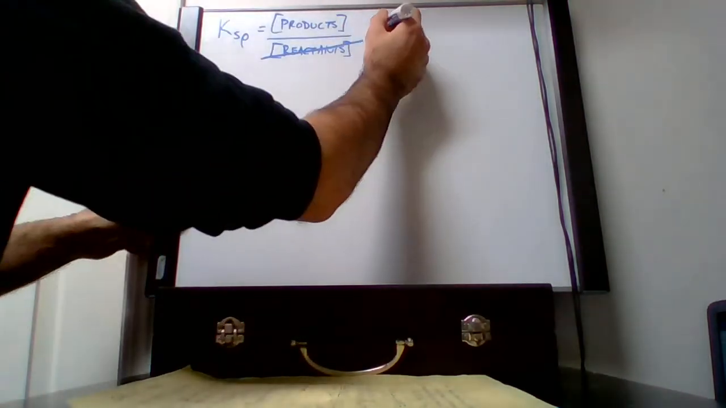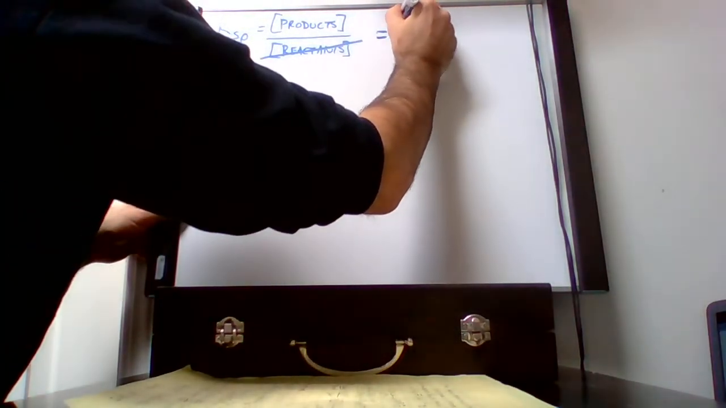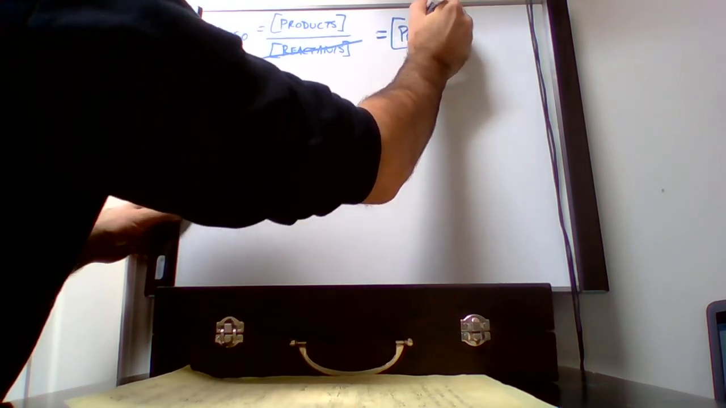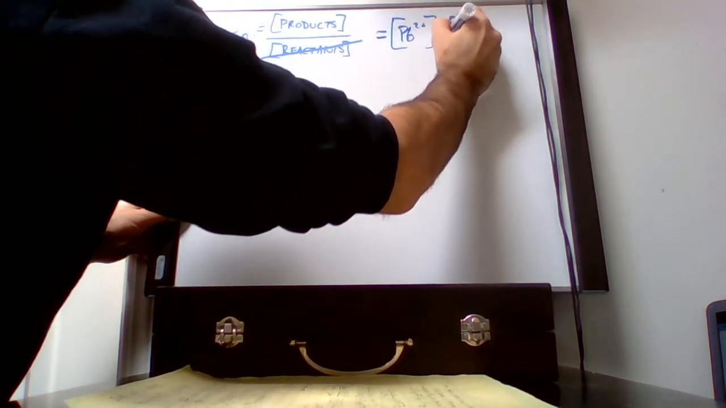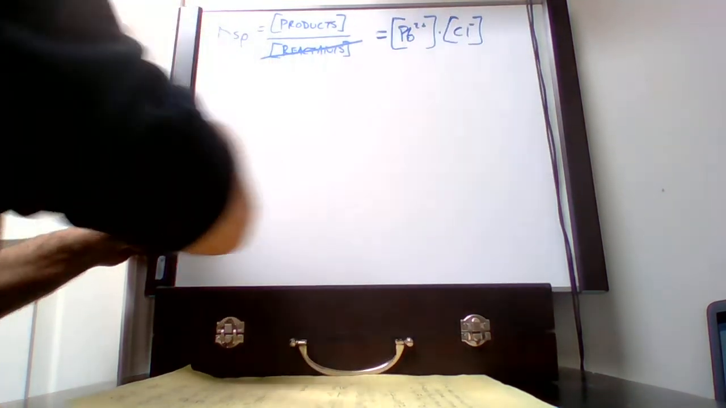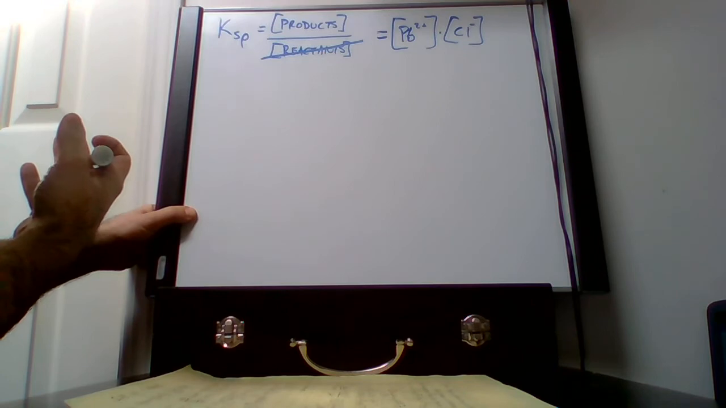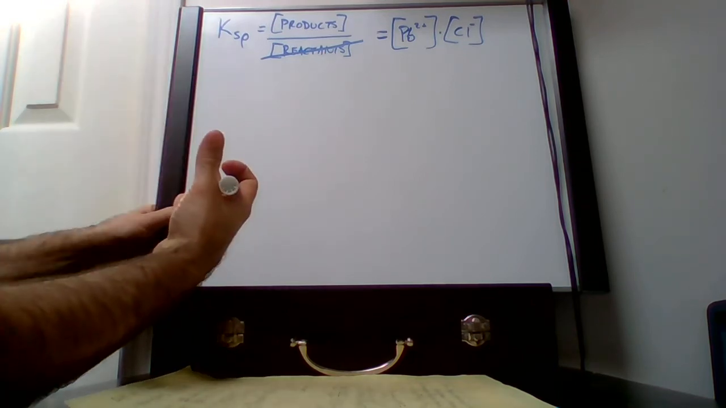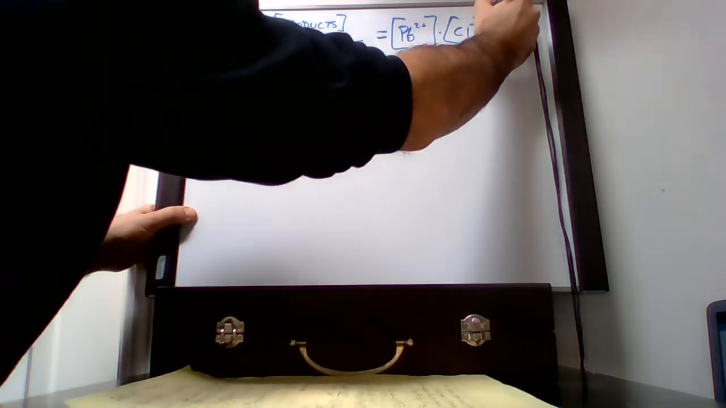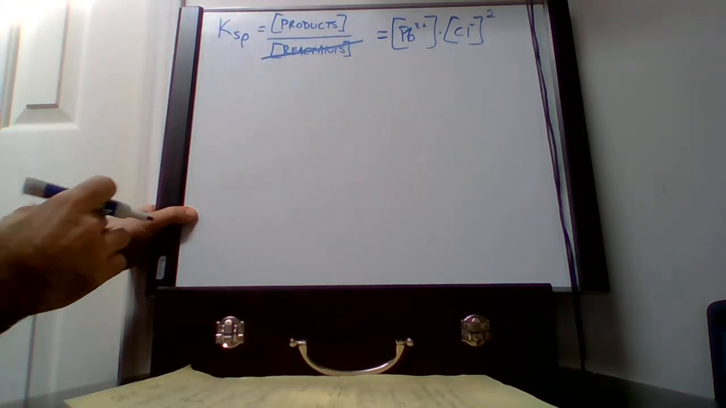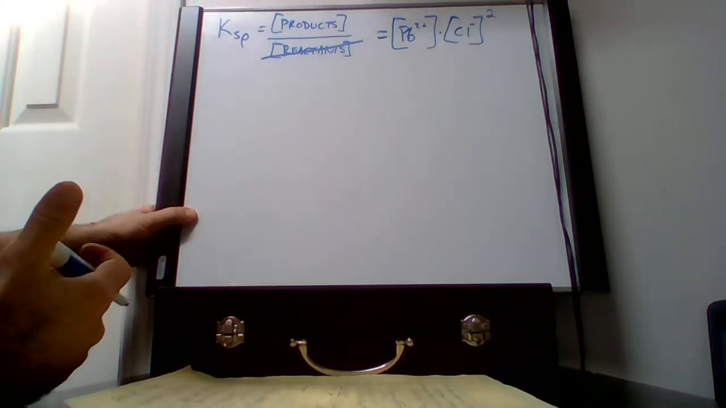That now makes our Ksp, for this example, just the concentration of our lead multiplied by the concentration of our chloride. Just like we did in the last one, the coefficient from our balanced equation is also the exponent on that chloride ion. So our Ksp is a little bit easier than our Keq.